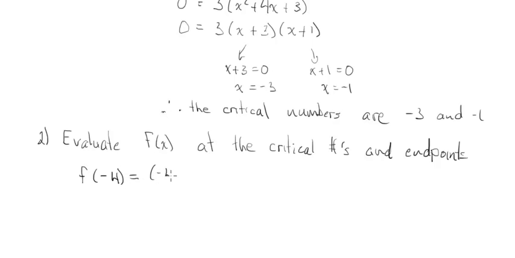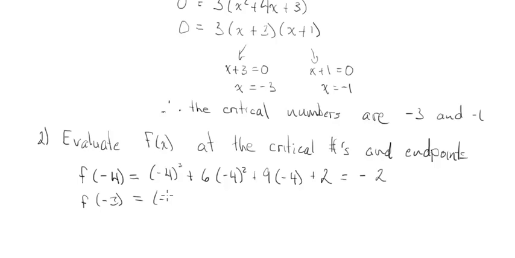So that would be -4 cubed plus 6 times -4 squared plus 9 times -4 plus 2. And then evaluate. You could just work that out. That works out to -2. Then I'll go in order, from smallest to biggest. So the next point I need to evaluate is at the critical number -3. Do the same thing: -3 cubed plus 6 times -3 squared plus 9 times -3 plus 2, work that all out, and you get positive 2.